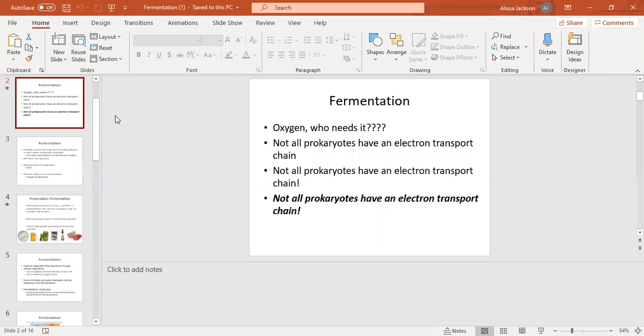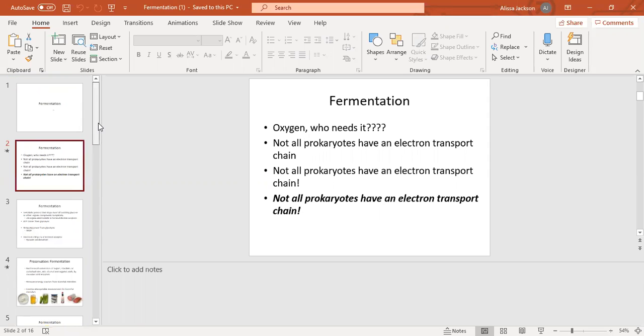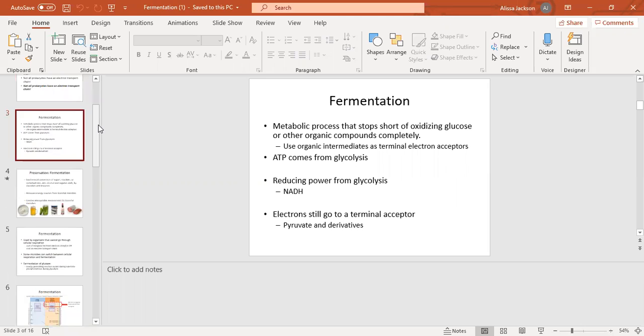Fermentation. Not all prokaryotes have the electron transport chain, and it's said 3 times. So that probably means we should know that. So fermentation, it stops oxidizing glucose or other compounds completely, and it uses organic intermediates as terminal electron acceptors. The ATP comes from glycolysis, reducing power from glycolysis, and the electrons still go to a terminal acceptor, but it's not oxygen.